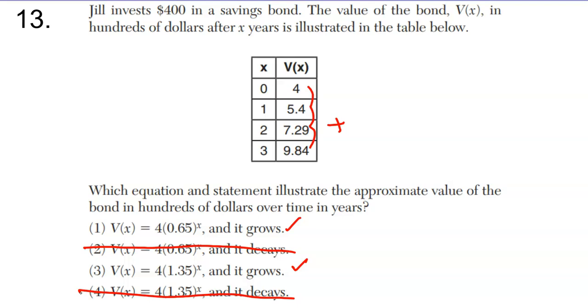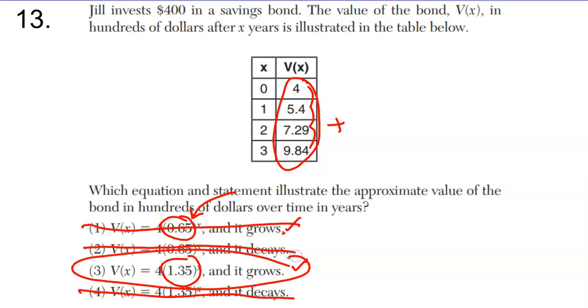Now let's say that again. Is this growing or decaying? We said it was growing. So let's look at this number. Is that a growth number? No. That's out. The answer is definitely 3.